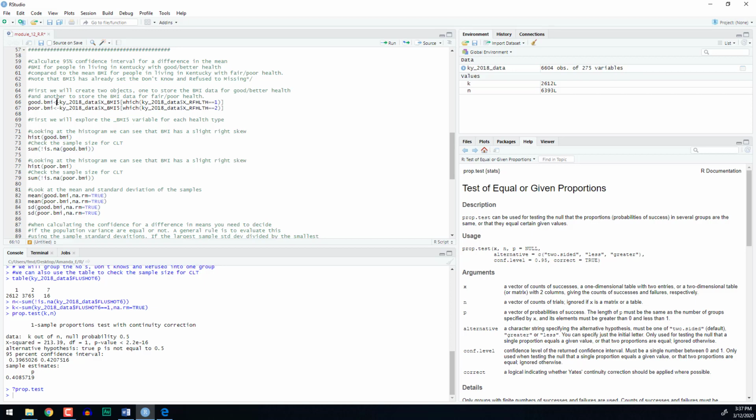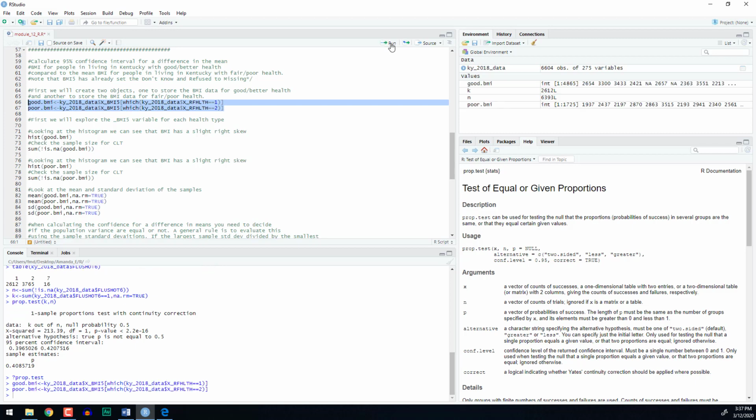So to create these objects, first thing I'm going to do is call the BMI variable. Then from the BMI variable, I'm going to select all of those people or all the observations where the person responded 1 to the health variable. And then similarly, to construct the poorBMI object, I'm going to call the BMI variable from the data set, then I'm going to select all those people or observations who responded 2. So let's run this code. We see the goodBMI and the poorBMI values now appear over here.